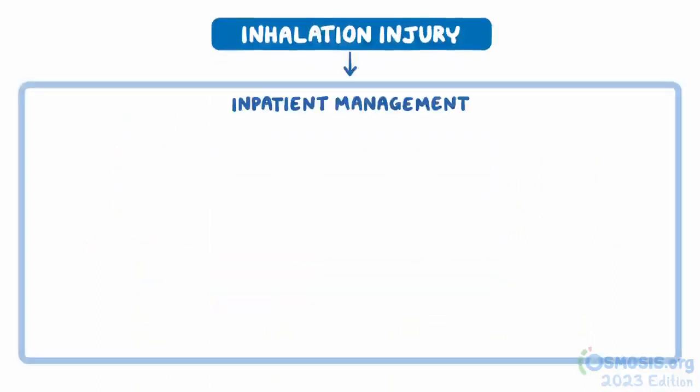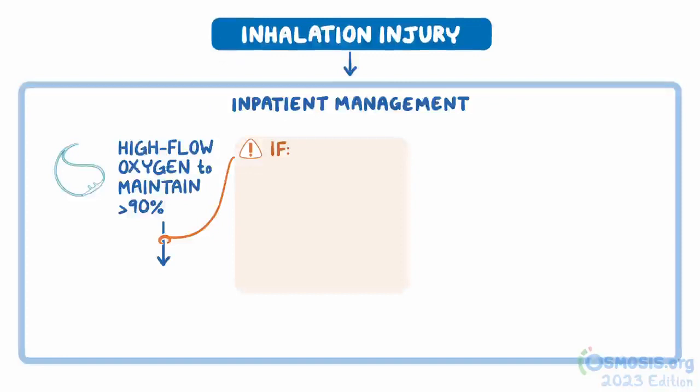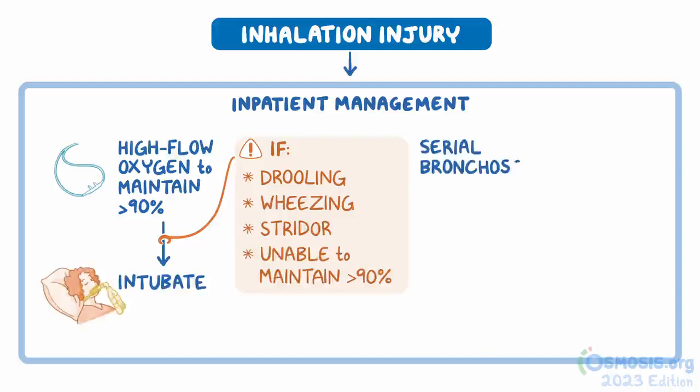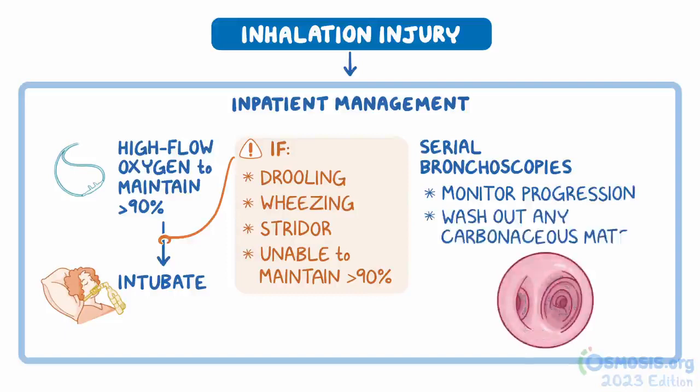The next step is to start inpatient management. This includes administering high-flow oxygen to maintain oxygen saturations above 90%. If the patient develops drooling, wheezing, or stridor, or is unable to maintain oxygen saturations higher than 90%, they should be intubated if they aren't already. In an intubated patient, you can also perform serial bronchoscopies to monitor the progression of the injury and wash out any carbonaceous material within the lungs.